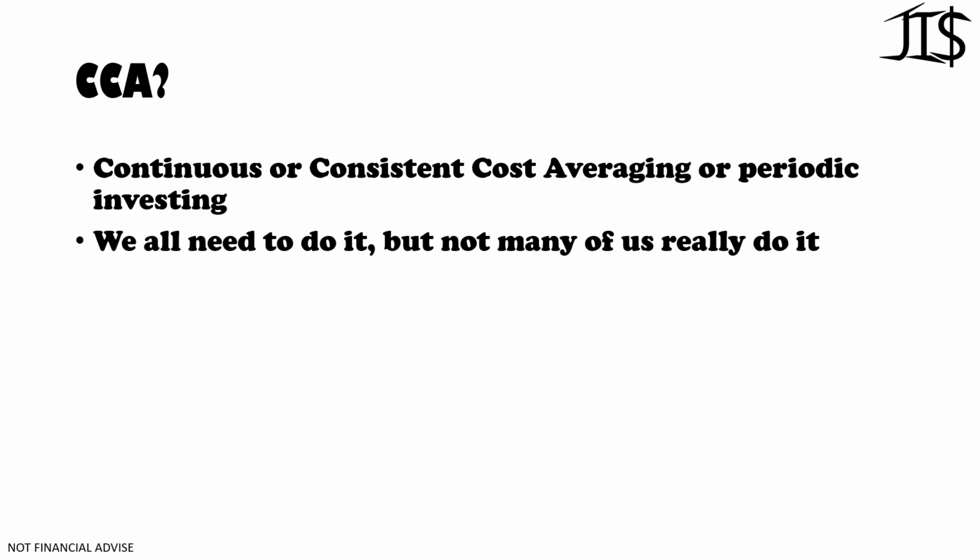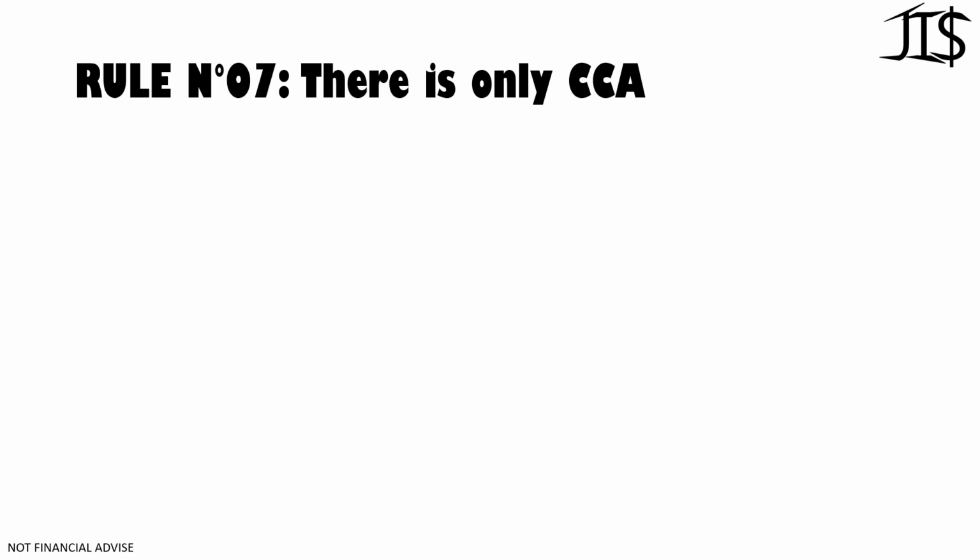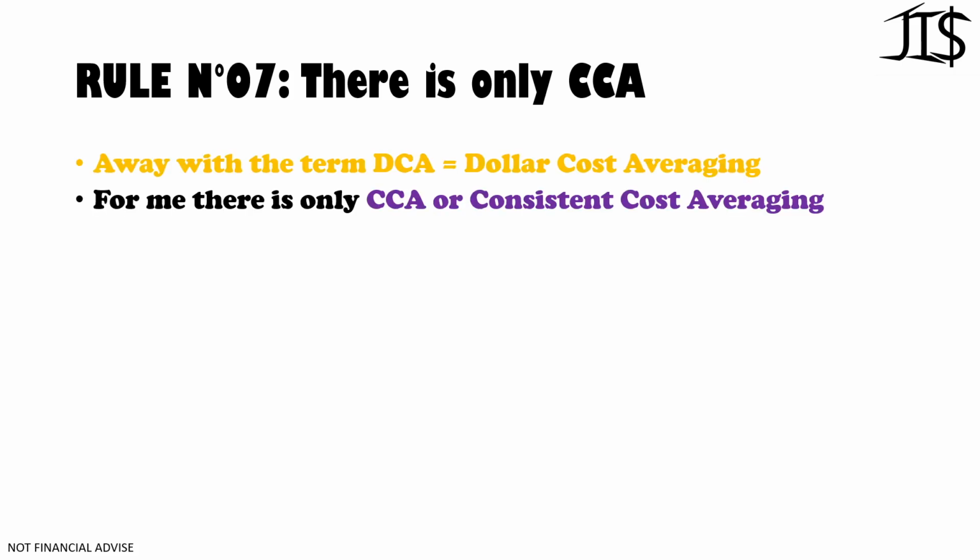I personally do it because I invest 900 Swiss francs into our ETF portfolio every month, and every month I also invest 200 Swiss francs towards my U portfolio. And if you watched my previous videos, you may have already viewed my video about my dividend investing rules, and there you have rule number 7. There is only CCA, and I start that slide by doing away with the term DCA.